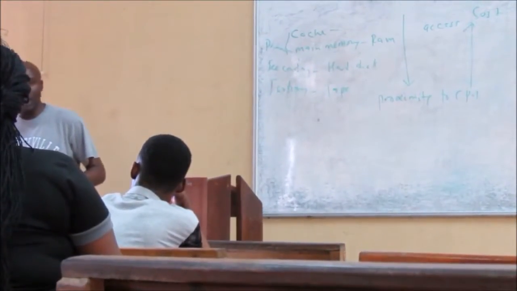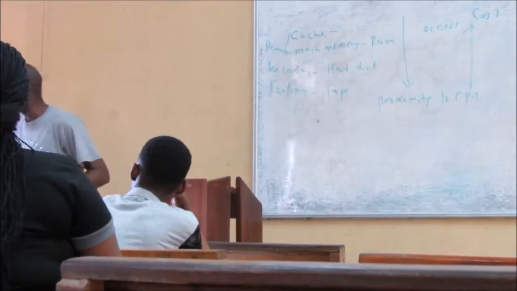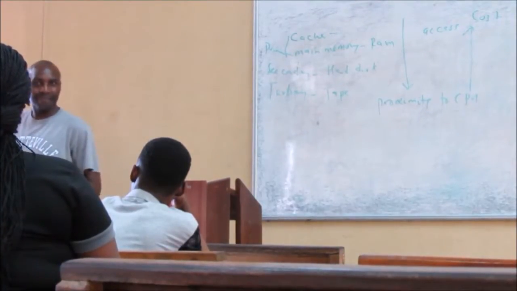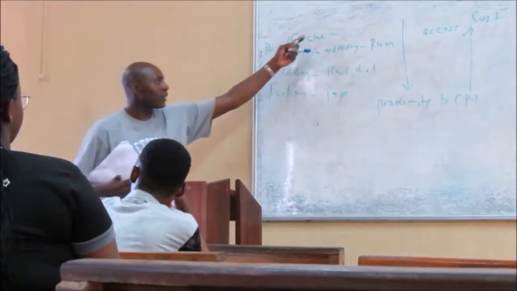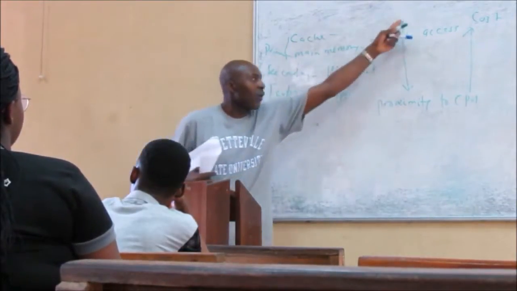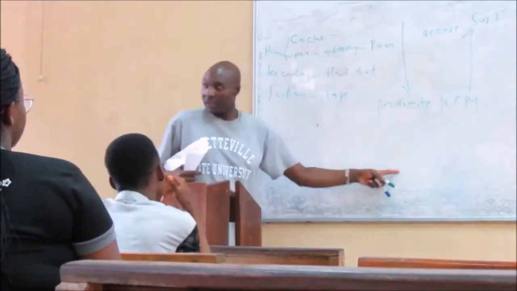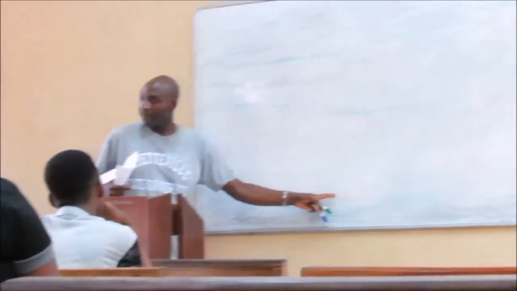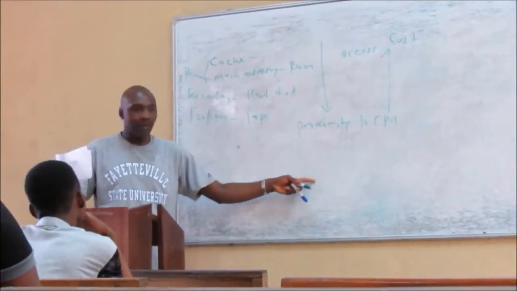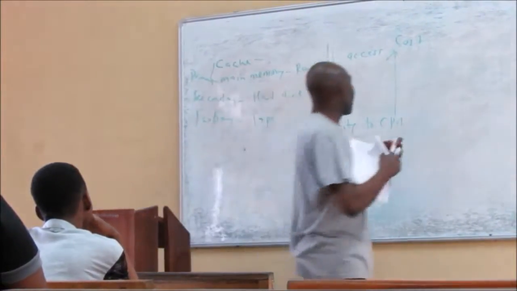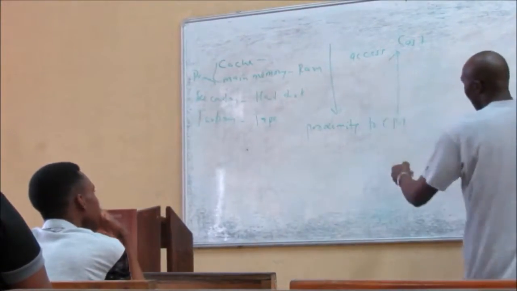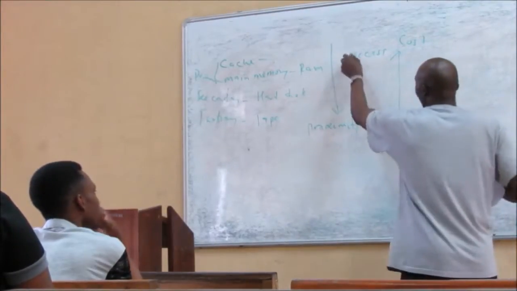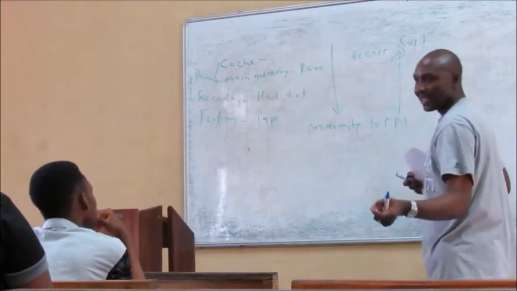Even though it's usually of a small size, it costs more, even more than your main memory. So as you go down the lane, cost reduces and capacity is also growing, that is size. Those are the things we were expected to talk about, and the fact that proximity is what determines access time.